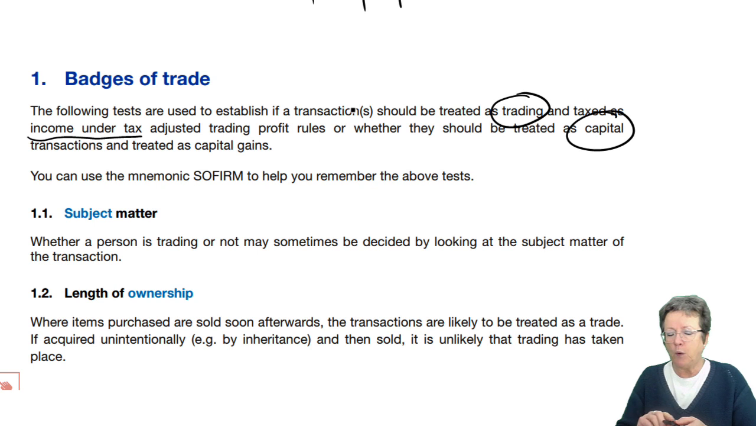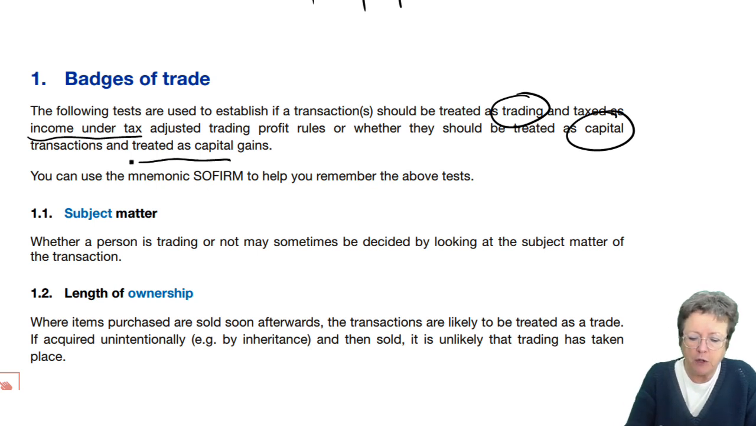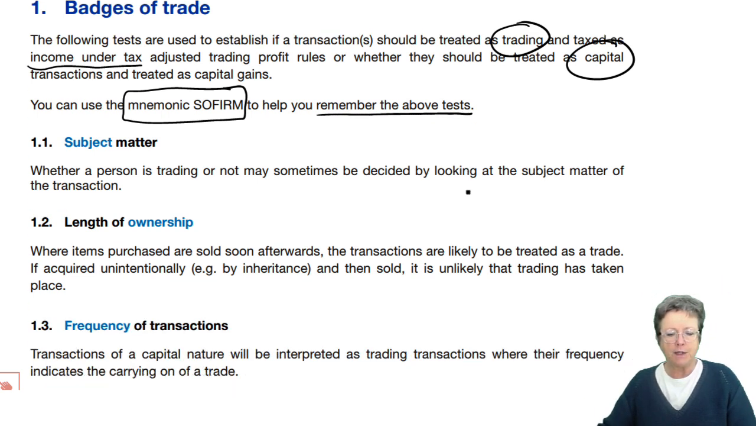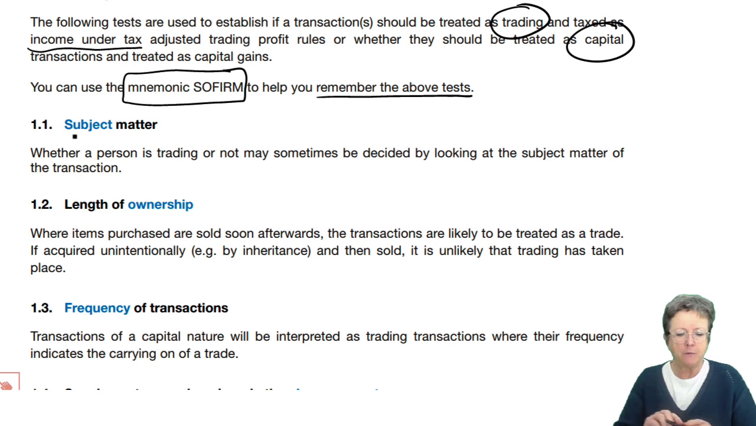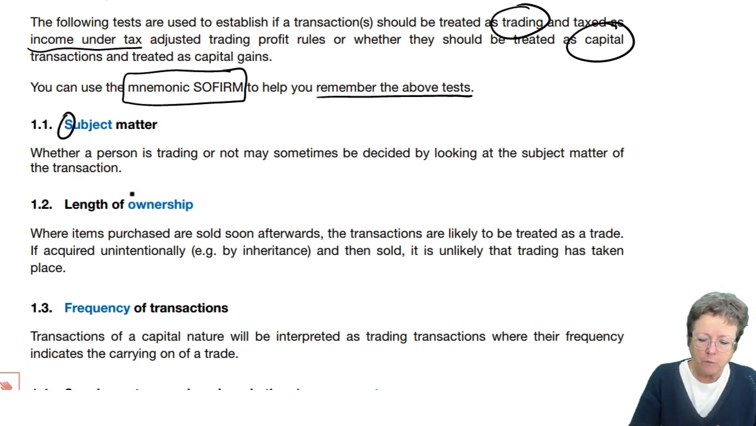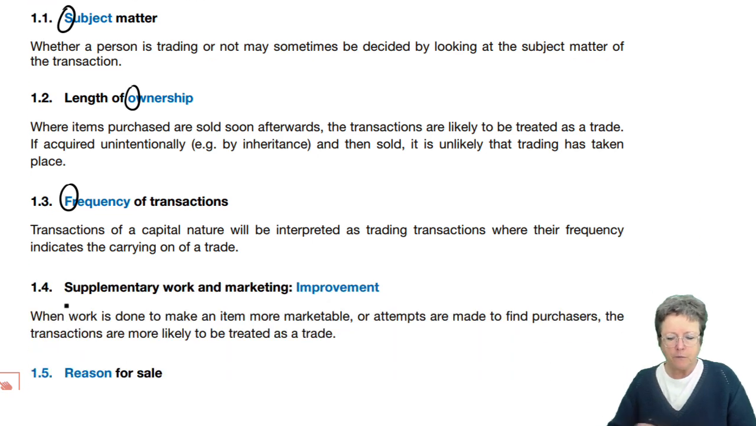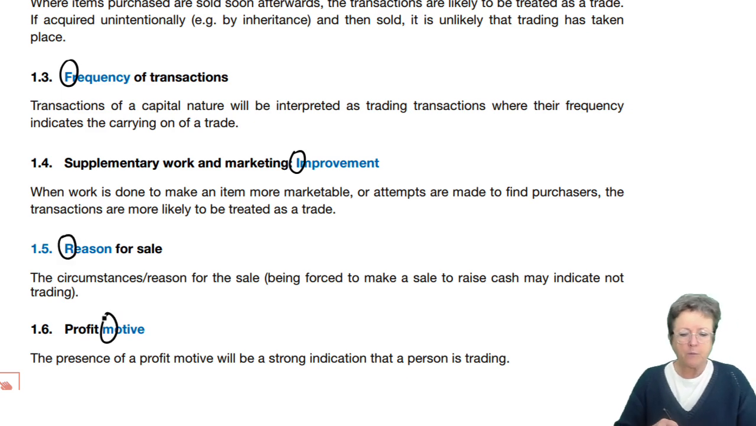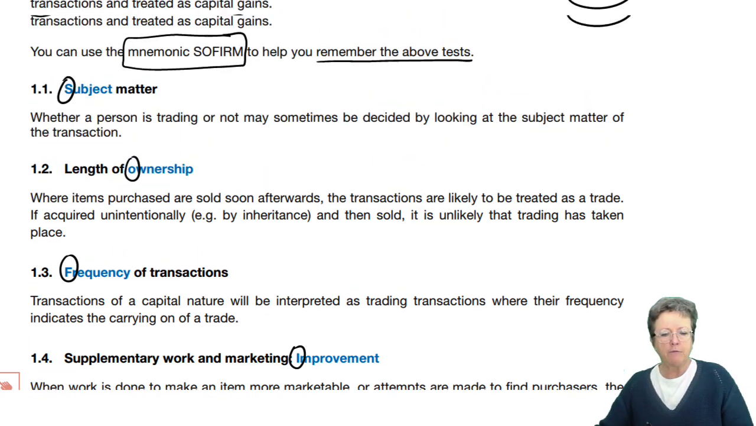Now, the way to remember these, it's a mnemonic, and it's called SOFIRM, and that will help you to remember. So if you read down, you'll see S, subject matter, S, O, F, I, R, M. SOFIRM. That's the way to try and remember them.